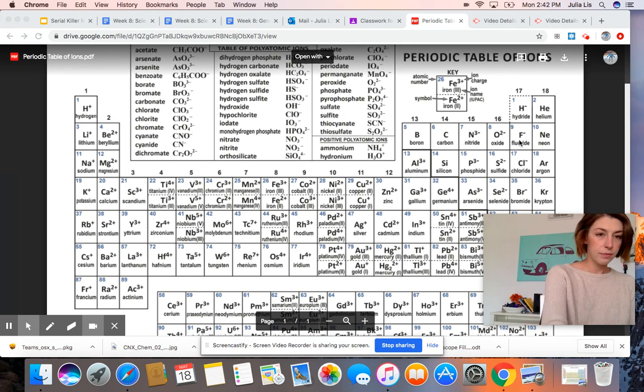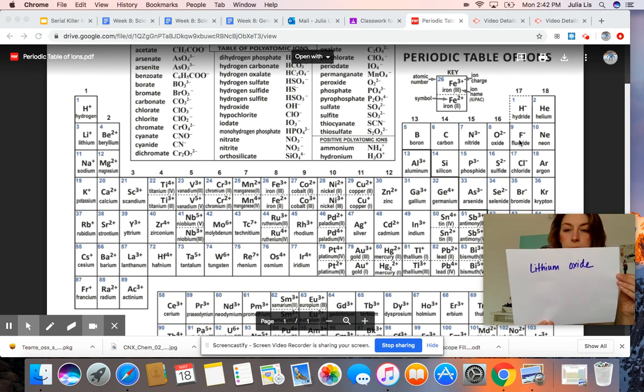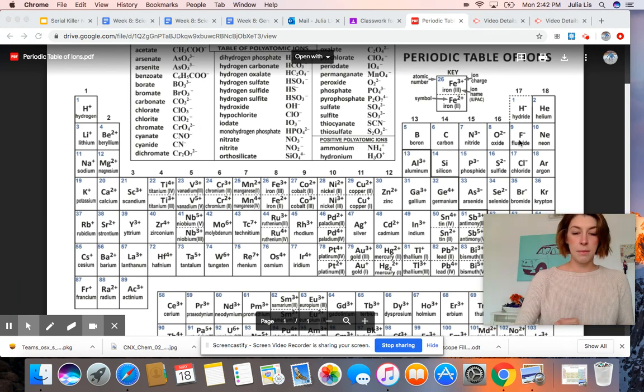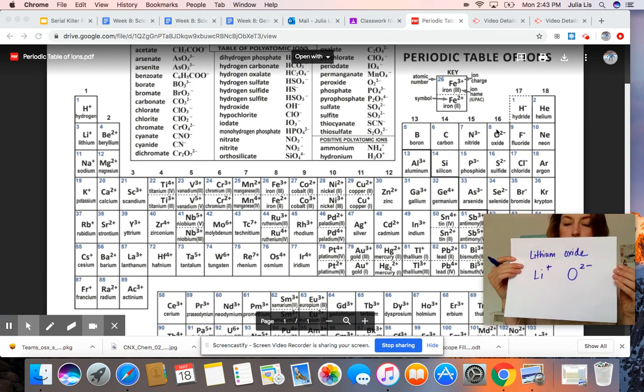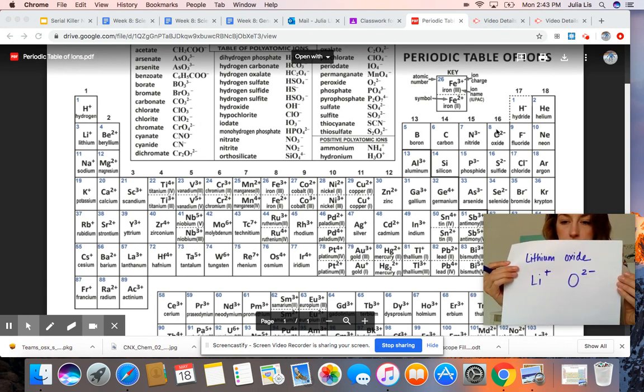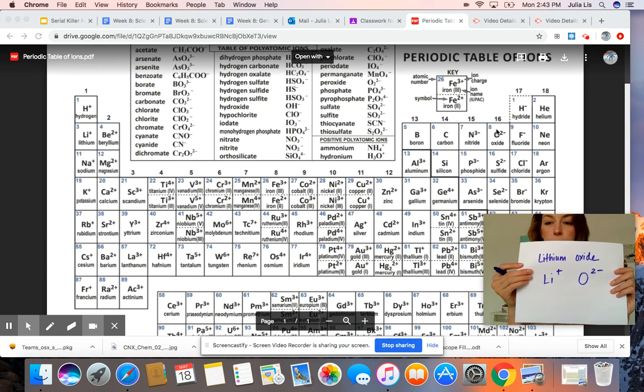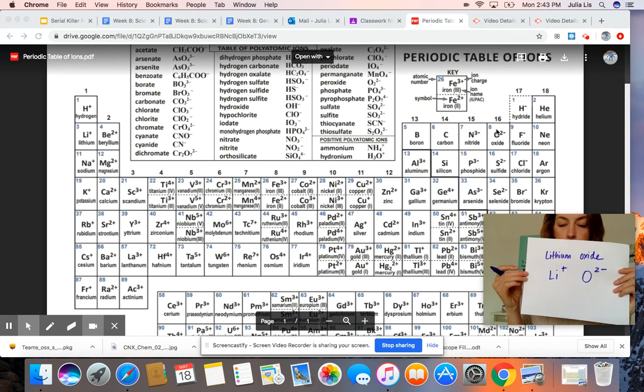So if we do one more, let's do lithium oxide. Okay, going to find lithium, number 3 on your periodic table, Li plus 1. You're going to find oxygen, number 8 over here, so it's O2 minus. Okay, if I did swap and drop, you would then have Li2 and O1, which would be correct, if you just drop the charges.